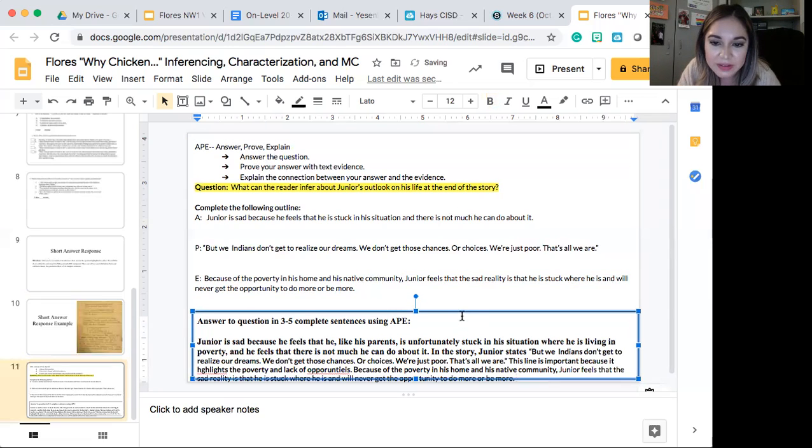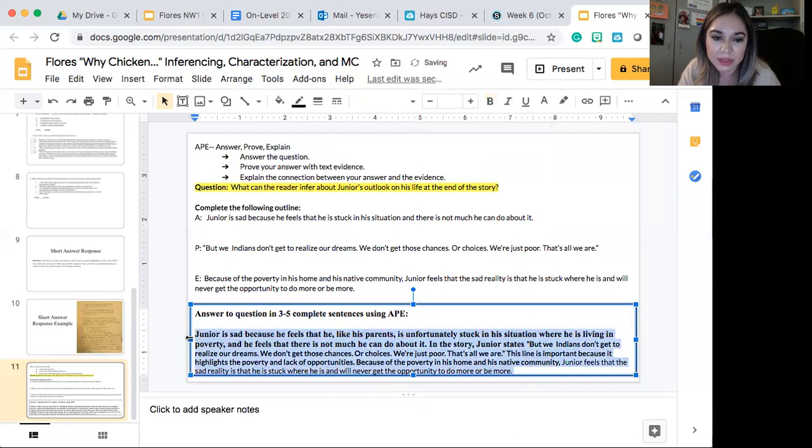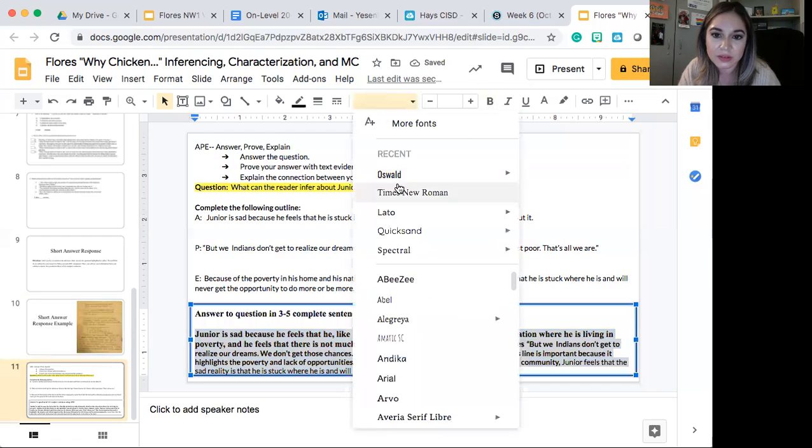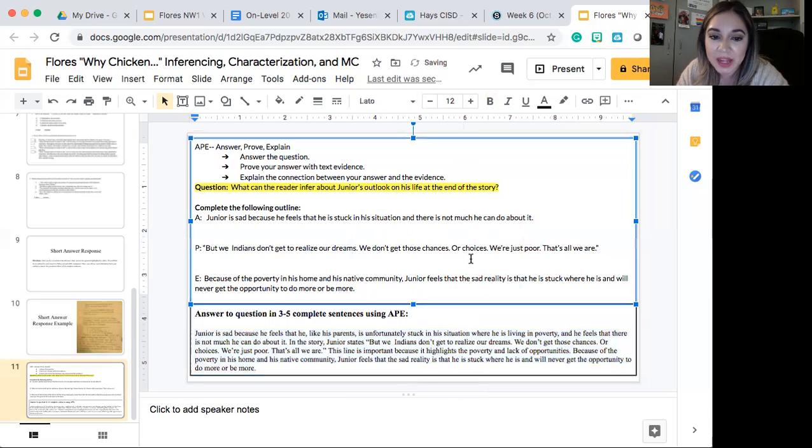But if you notice, just a heads up, guys, if you see little red lines under words, that means you misspelled them. All right. I'm going to make this the same font. So if you notice, yes, I did use stuff in my outline, but I also added more, because the stuff in your outline is not the only thing you're going to include in your answer.